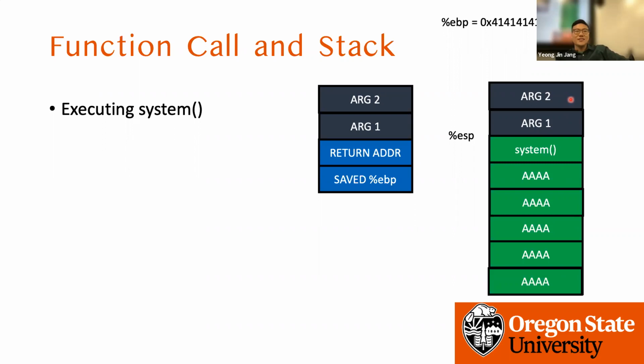So we didn't change the code, but we know how system functions receive the argument. Then just put the argument at the right location. That's how we exploit the thing.